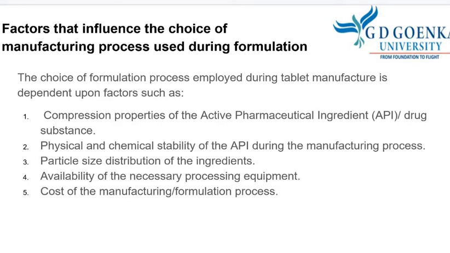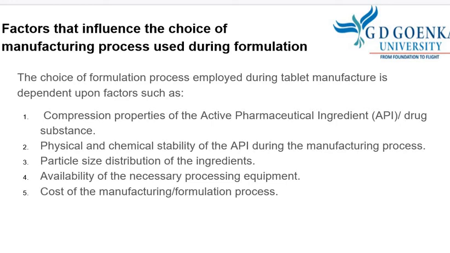The factors that influence the choice of the manufacturing process include the properties of the active pharmaceutical ingredient. First, the compression properties of the active pharmaceutical ingredient. If it does not have adequate compression properties, then slugging and roller compaction can be done to improve the flow.